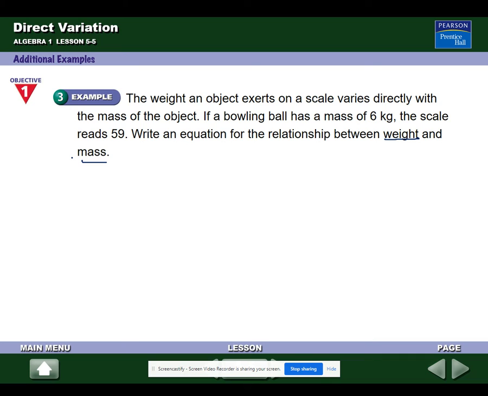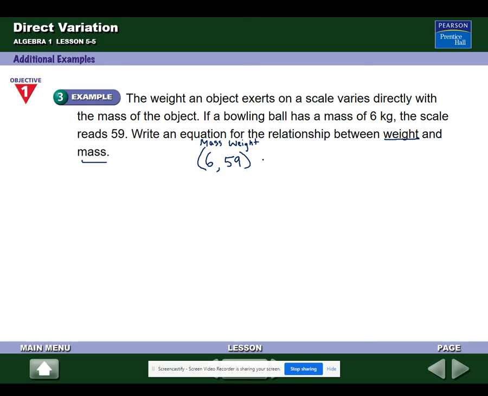Does one depend on the other? I would say that the scale reading depends on the mass of the object. And the way the experiment is described here, if you think of it like an experiment, I would say that the weight depends on the mass. You take something, you put it on a scale, you already know its mass, you record its weight. The weight is dependent on the mass. So that being the case, the weight being the dependent variable, the mass being the independent variable, I would say that this is the ordered pair 6, 59. Okay? Mass, weight.